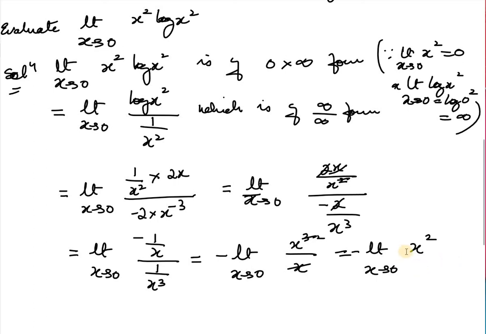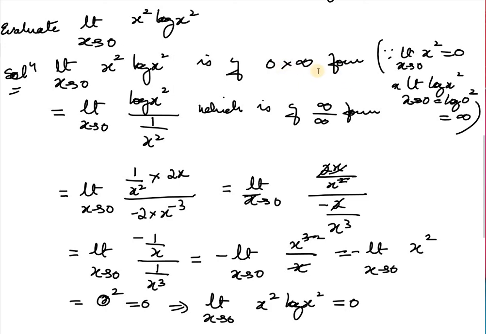So you see that the denominator of this one now is a constant, which is equal to 1, being a constant. So you can find out now the limit of this one by substituting x by 0. So it will become 0 square, which is equal to 0. So finally we have limit x tends to 0, x squared log of x squared is equal to 0.